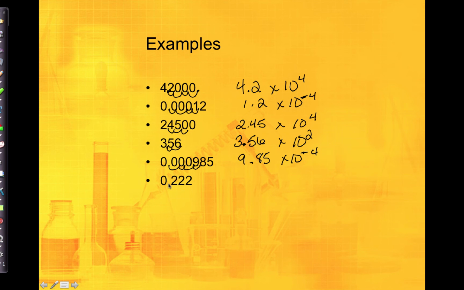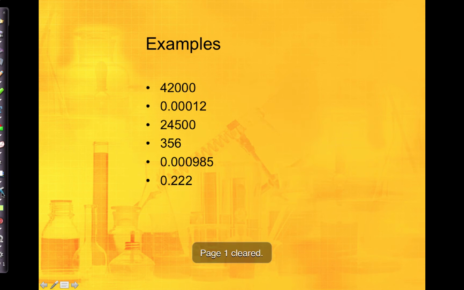Alright, for this one, move the decimal 1 time, 2.22 times 10. I only moved it once, and since it's smaller than 1, it will be negative. Alright, so this is just converting it into scientific notation.